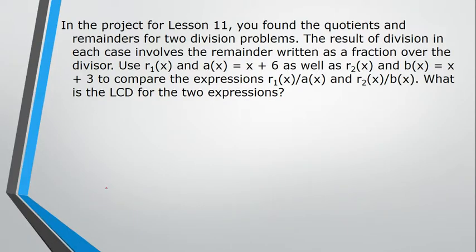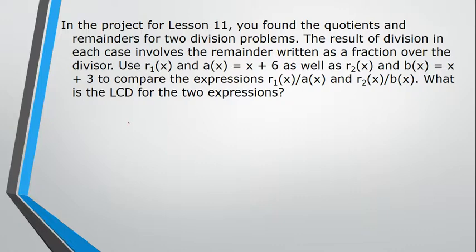So in the project for lesson 11, you found the quotients and remainders for two division problems. The result of division in each case involves the remainder written as a fraction over the divisor. Use r1 of x and a of x equals x plus 6, as well as r2 of x and b of x equals x plus 3, to compare the expressions r1 of x divided by a of x and r2 of x divided by b of x. What is the LCD for the two expressions? So remember that LCD means least common denominator.